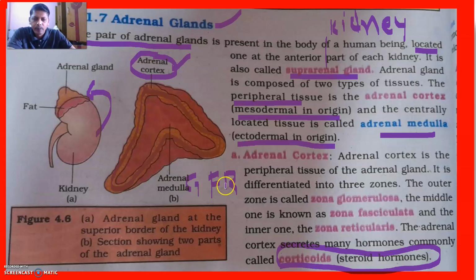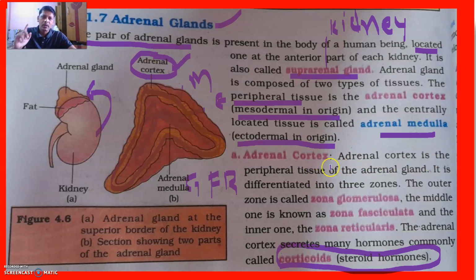You see here, we learned up to now. One pair of adrenal glands is present in human beings. The adrenal gland is composed of two types of tissue: peripheral tissue and centrally located tissue. This is the centrally located tissue, called adrenal medulla. The peripheral one is called adrenal cortex. The cortex is mesodermal in origin. The medulla is ectodermal in origin.